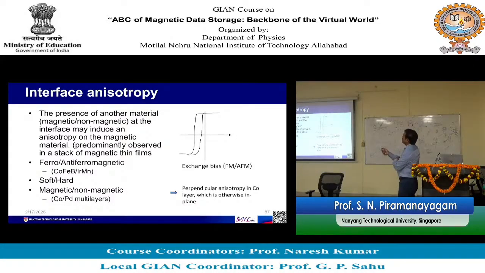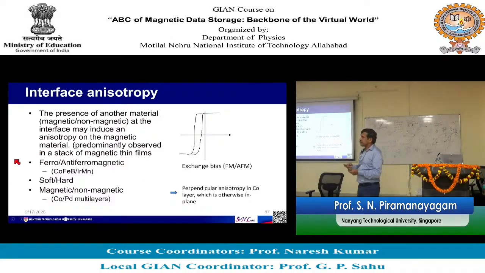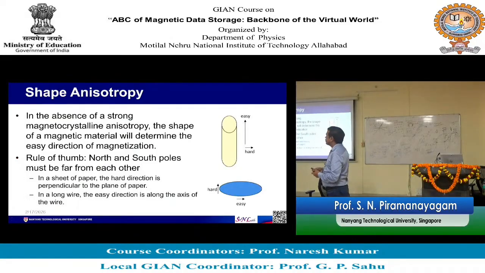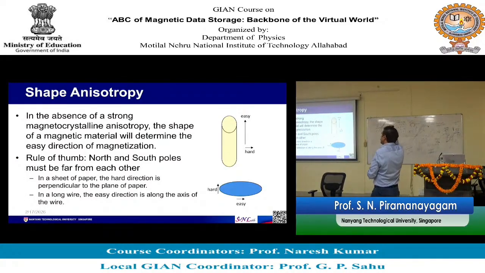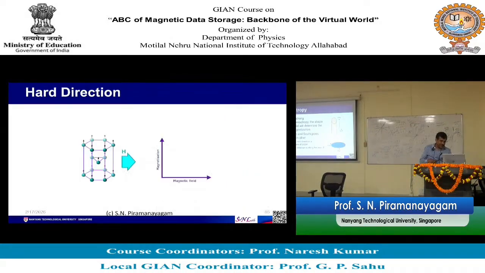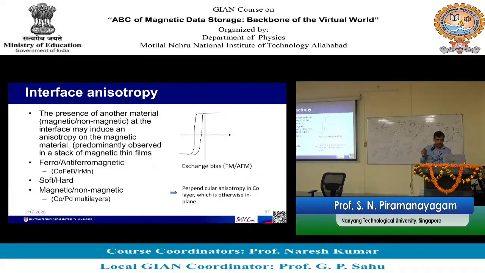Then there is also another type of anisotropy called interface anisotropy. Quantum mechanically we don't explain it, we explain based on the demagnetization terms. In some other slides I had the formula, but now I don't have. So it is almost like a thumb rule.